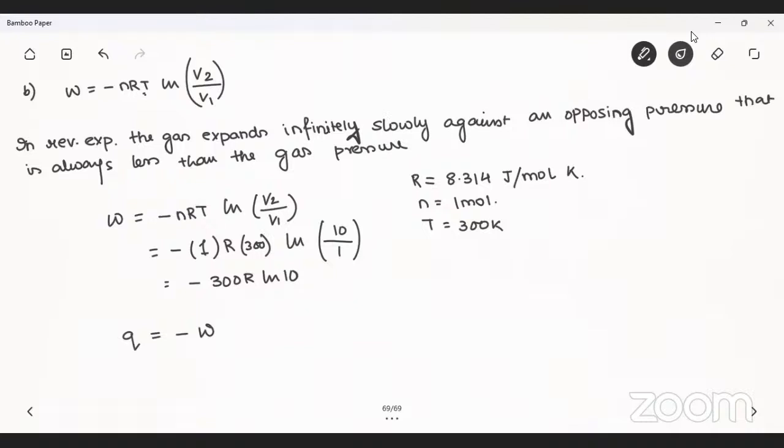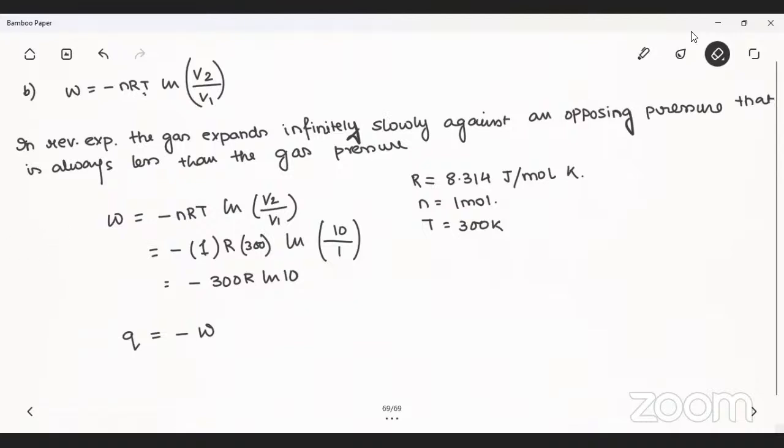Is it ln in front of V2 by V1? It is ln, not log. V2 by V1. In your calculator, you can see this. Now for the next question, you can solve this question later on.